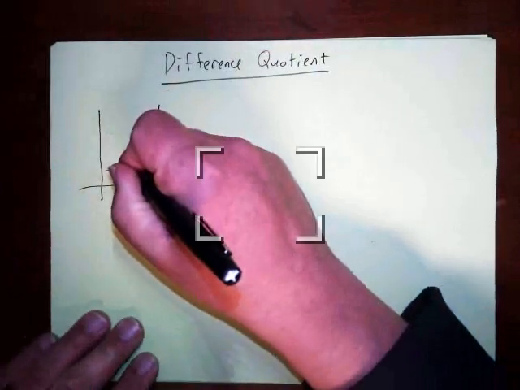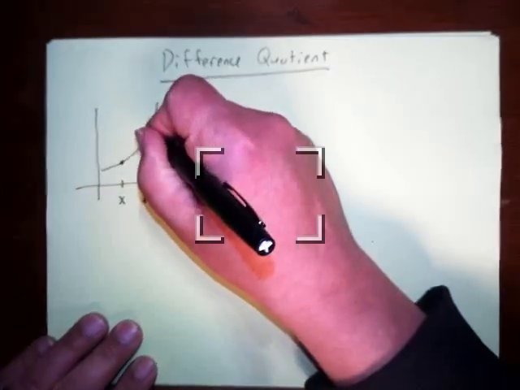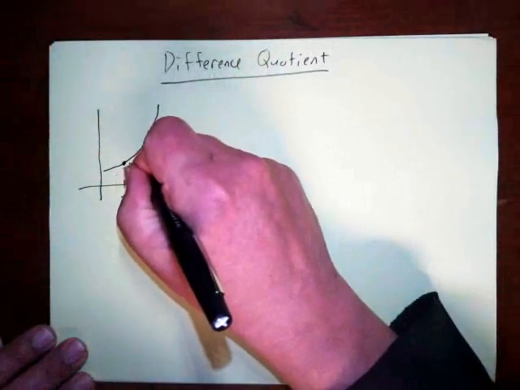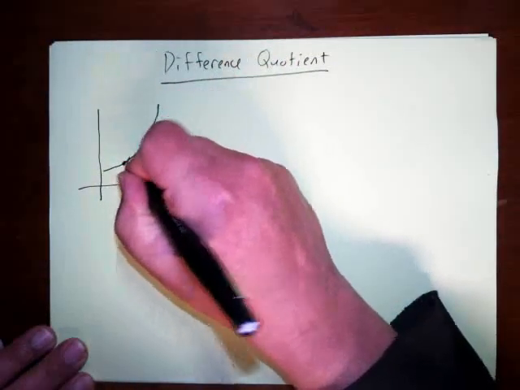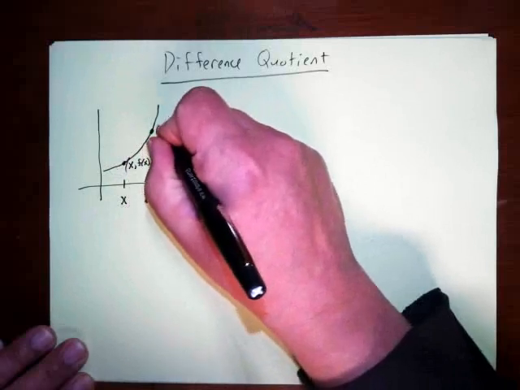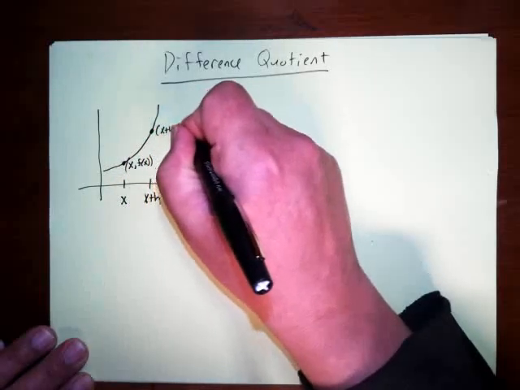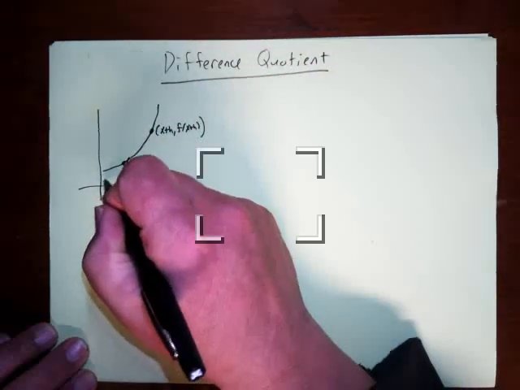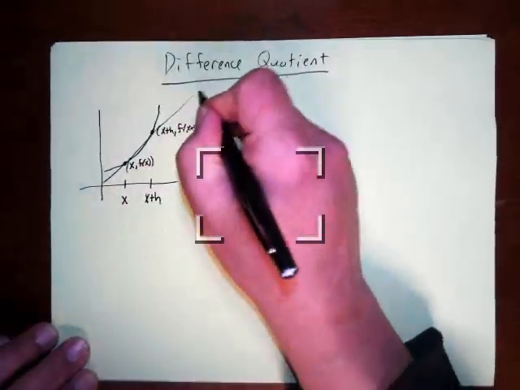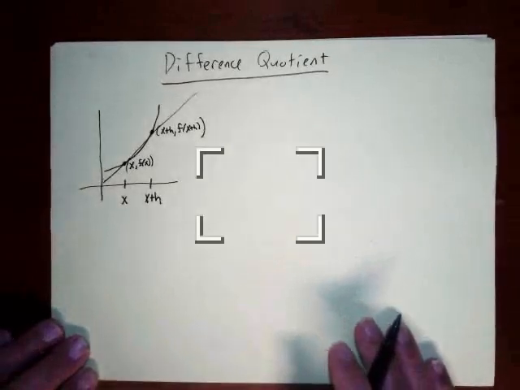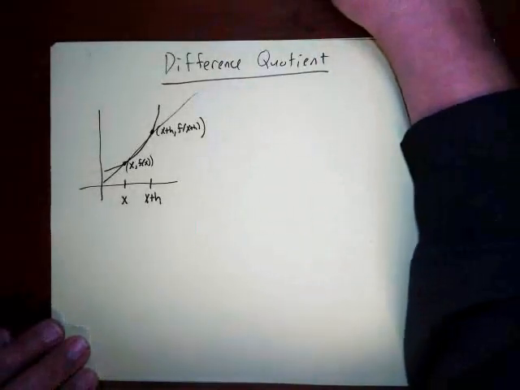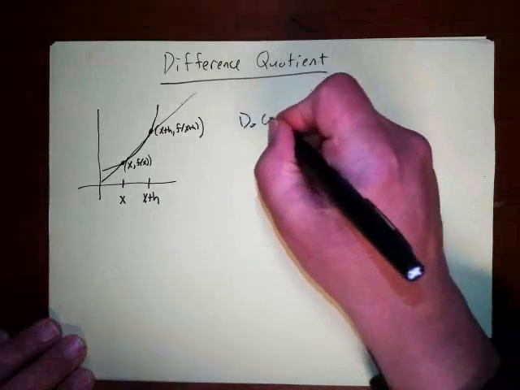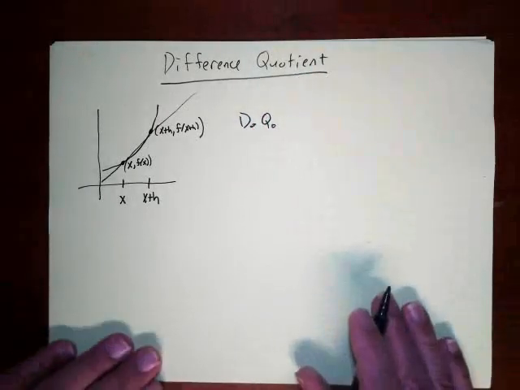And then what you're going to do is get these two points on the graph. So this point is just x, f of x. And this point here is x plus h, f of x plus h. Right? And then the average rate of change would be the slope of the line that goes through those two points. And that's the difference quotient. The difference quotient gives you the average rate of change.